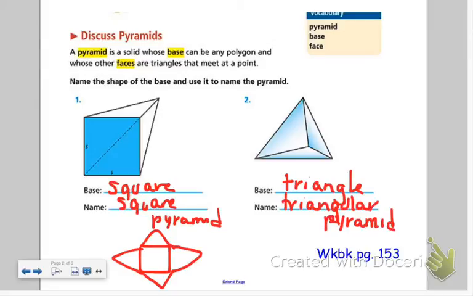And imagine its net. Imagine having one triangle for your base, and then coming out from the edges of that triangle are other triangles that are going to eventually fold up and meet at a point in the very center. So you can see that naming a pyramid is very similar to naming a prism. We always named our prisms after the bases, and we're going to do the same thing for pyramids. We're going to name the pyramid after its base.